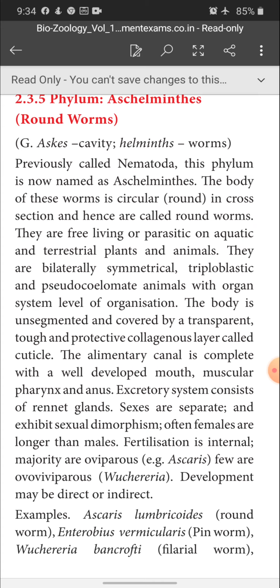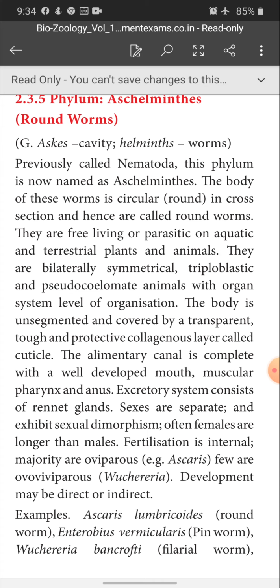And some are parasitic. So it leads to both types of life, that is free living as well as parasitic life. Where will it be a parasite? It will be on the aquatic and terrestrial plants and animals. Both plants and animals, it will be parasitic in terrestrial as well as aquatic animals and plants. And bilaterally symmetrical, triploblastic, pseudocoelomate animal with organ system level of organization.